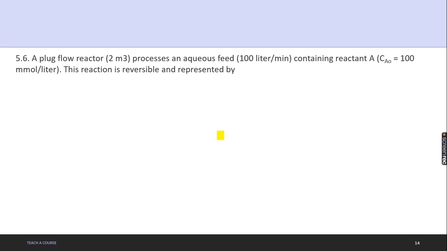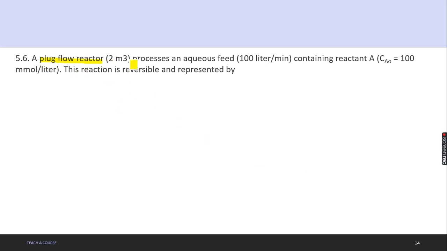We'll be discussing another problem in this class again. This is a plug flow reactor. You see, most of the problems till now that we are discussing are related to plug flow reactors. In a plug flow reactor problem, we have to do the integration, unlike in the case of a continuous stirred tank reactor or mixed flow reactor, where integration is not there. Here integration is involved. Now see the problem.